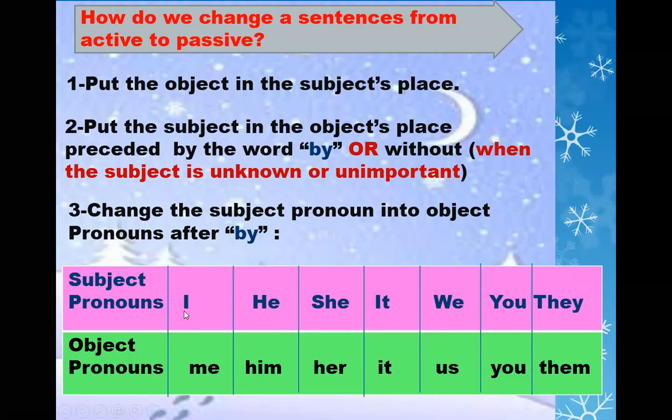They are the pronouns that we start with at the beginning of the sentence in the subject place: I, he, she, it, we, you, they. If we put them at the end to change the sentence from active to passive, I will be me, he, him, she, her, it will be it, we, us, you will be you, they will be them.